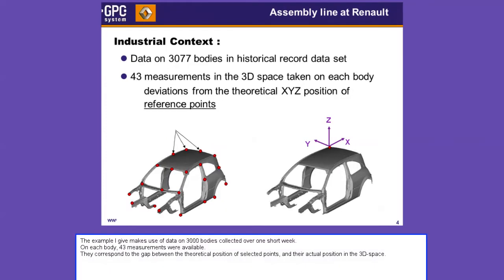The example I give makes use of data on 3,000 bodies collected over one short week. On each body, 43 measurements were available. They correspond to the gap between the theoretical position of selected points and their actual position in the 3D space.